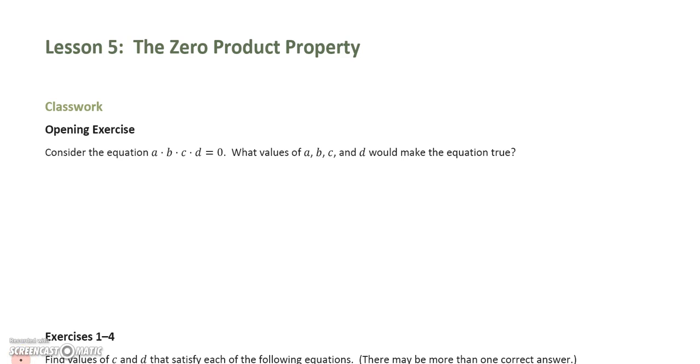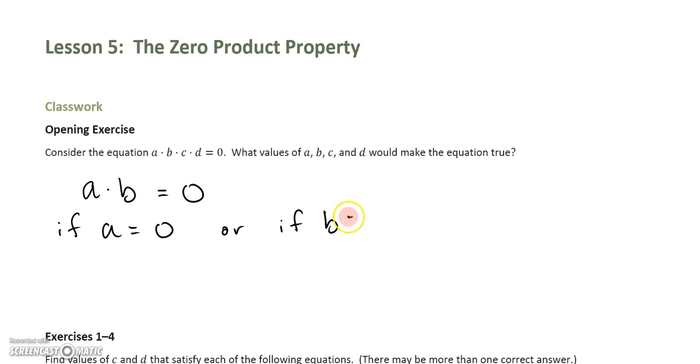Alright, well, what we should know is, if I take two numbers and their product is equal to 0, how can that be true? Well, the only way that's true is if one or both. Let's just look at a times b. The only way to make that true is if a is 0, or if b is equal to 0. Or both of those things are true.